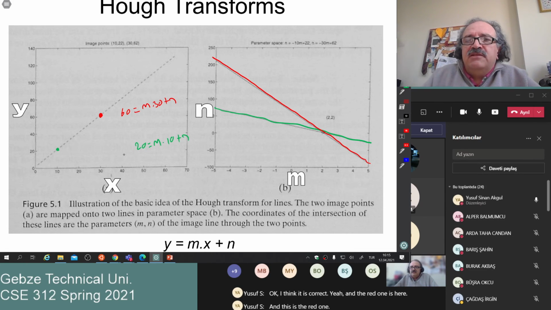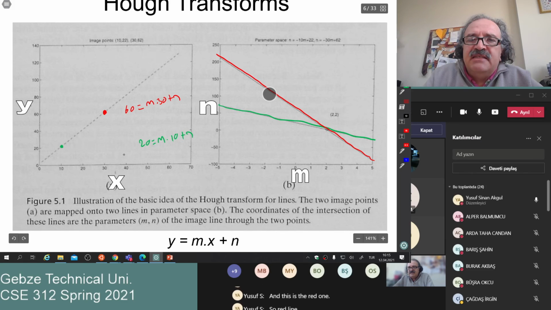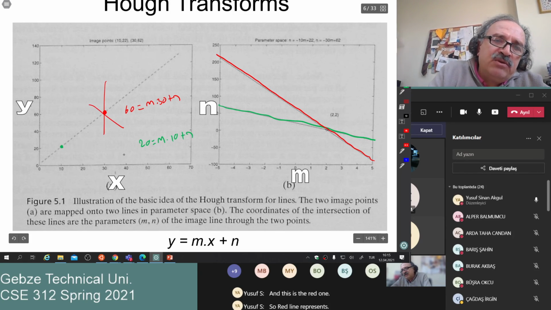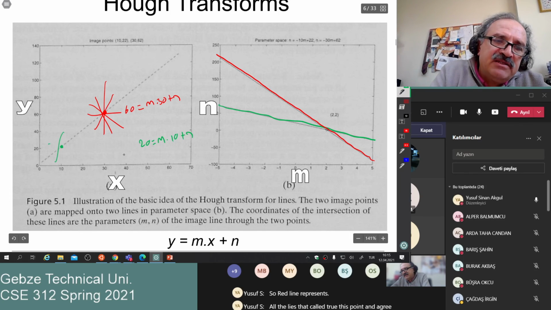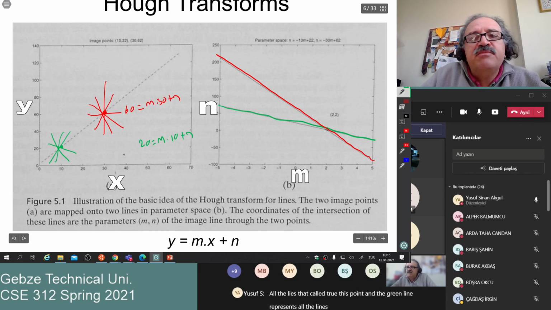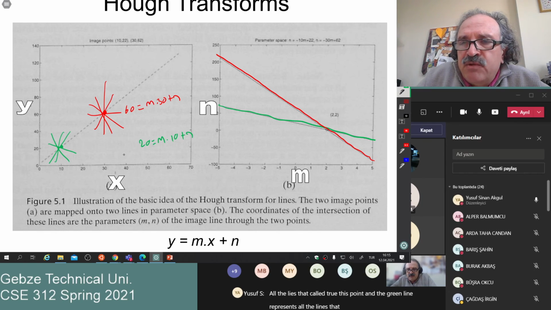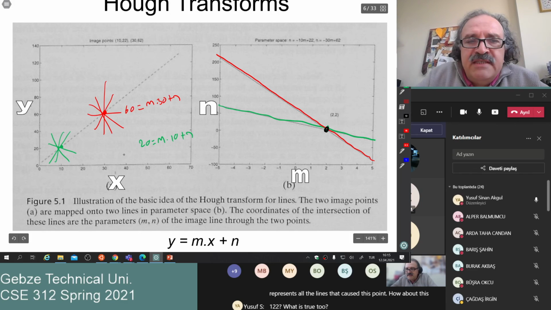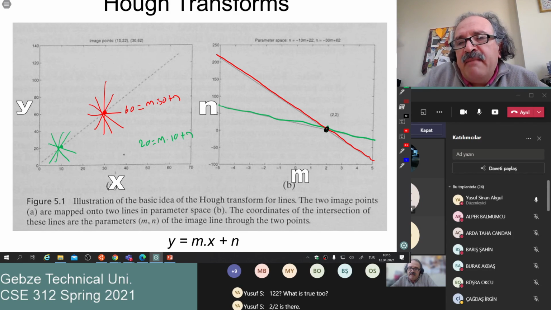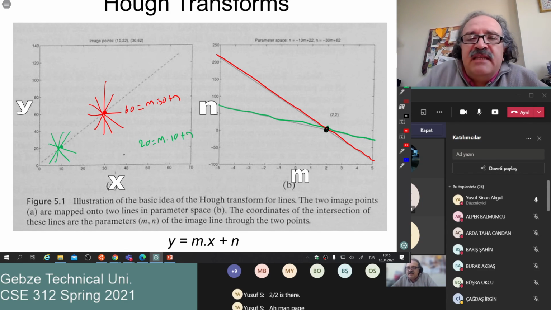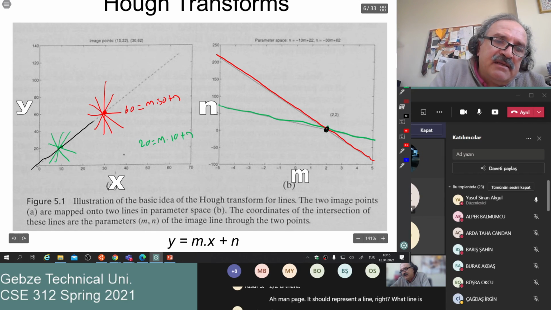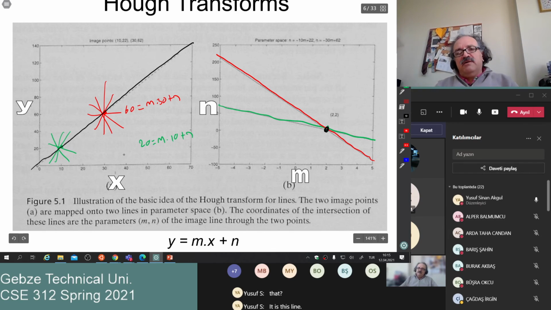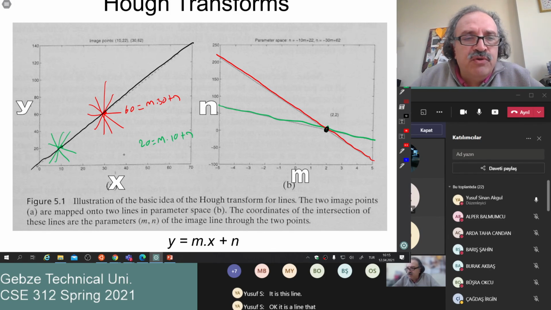So the red line represents all the lines that go through this point, and the green line represents all the lines that go through this point. How about this one, 2, 2? What is 2, 2? 2, 2 is the mn pair. It should represent a line, right? What line is that? It is this line. Okay, it is a line that goes through both of these points.